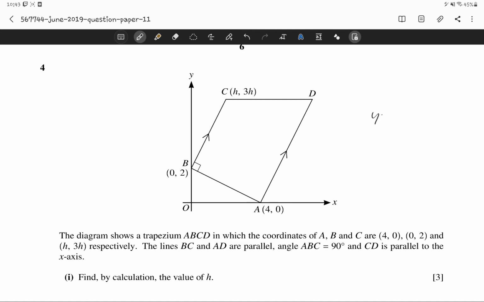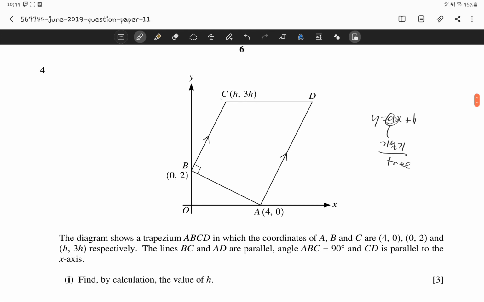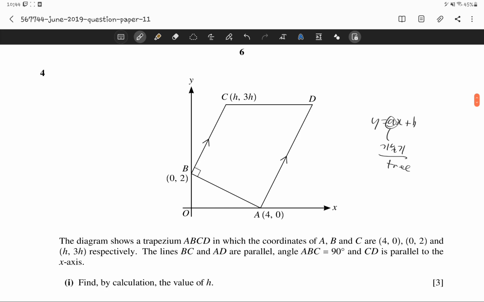I'm not sure what you call this. When you have like a line, something like this, what do you call it? In Korean, it's kirgi, but I'm gonna call it, let's say, tree, because I don't know what the name of that is. So the tree of line AB times the tree of line BC would have to equal -1, because you know it's a 90 angle, it's a right angle.